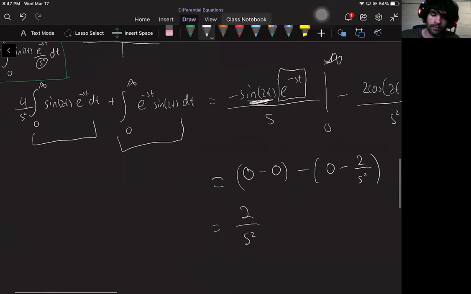And this left side is really just 4 over s squared plus 1. Oops.